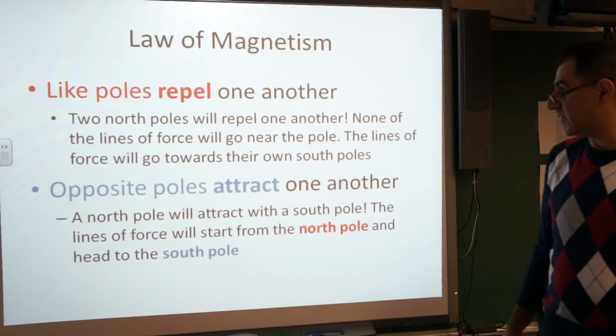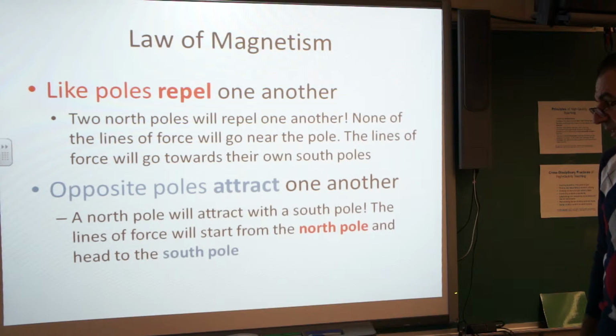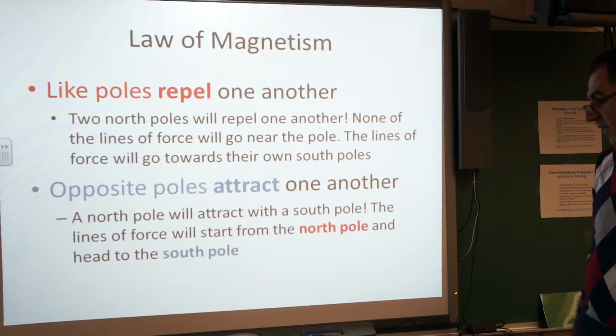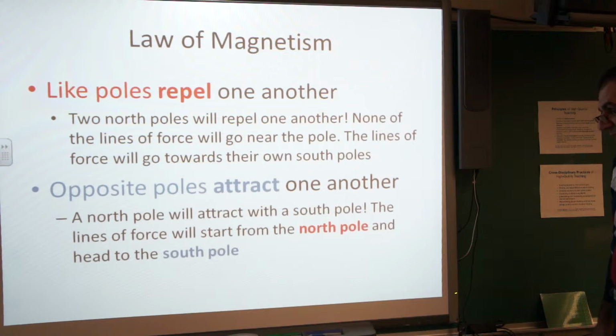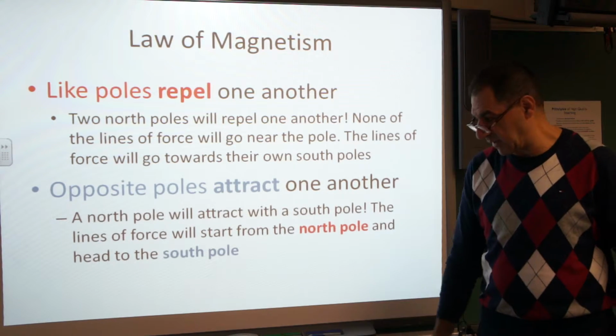So the law of magnetism states that like poles repel one another. Two north poles will repel one another. None of the lines of force will go near the pole, and the lines of force will go towards their own south poles. Opposite poles, however, attract one another. A north pole will attract with a south pole. The lines of force will always start from the north, as we had discussed, and end at the south pole.